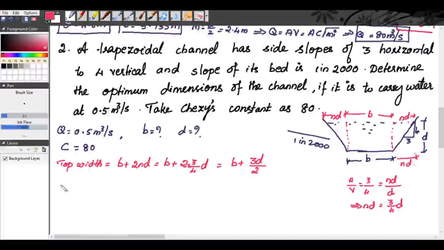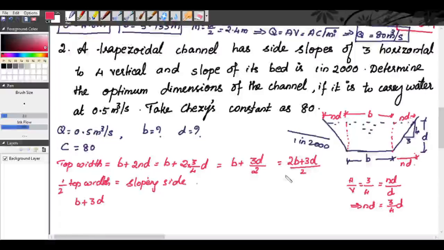For the most economical trapezoidal channel section, we know half of the top width is equal to one of the sloping sides. So half of the top width is (2b + 3d)/2, so (2b + 3d)/2 into 1/2 is equal to the sloping side.